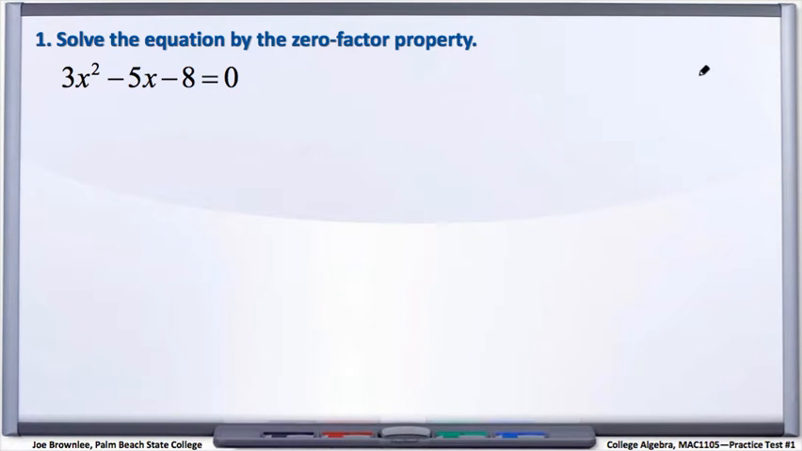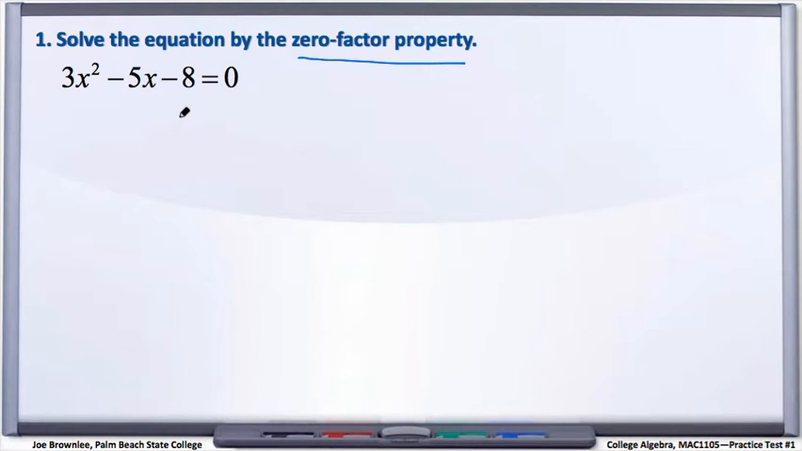All right, here we are. Question number one. Let the fun begin. And question number one asks us to solve the equation by the zero factor property. And we've been given the quadratic equation 3x squared minus 5x minus 8 equals 0.